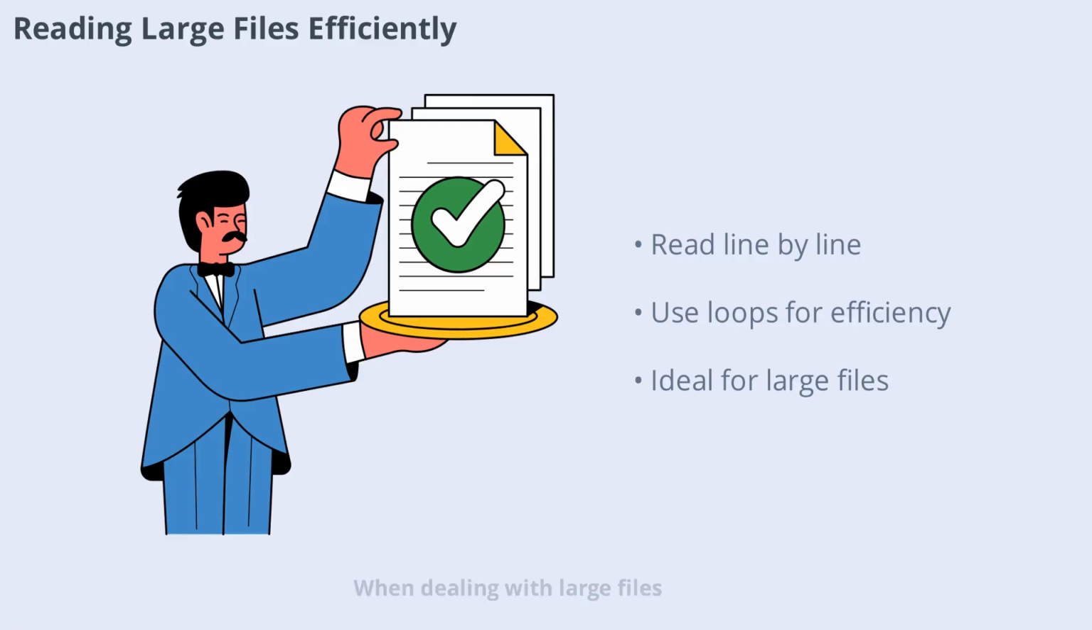When dealing with large files, reading the entire content at once isn't practical. Instead, you can read files line by line using a loop. This approach saves memory and keeps your program responsive. For example, using for line in file inside a with block lets you process each line as it's read. This is especially useful for log files or data processing tasks where efficiency matters.